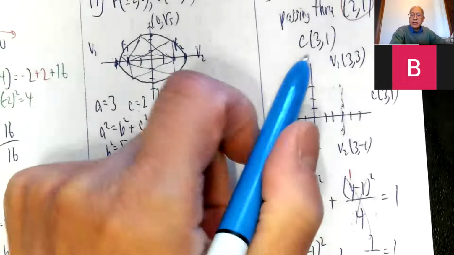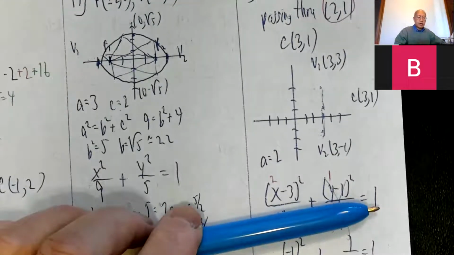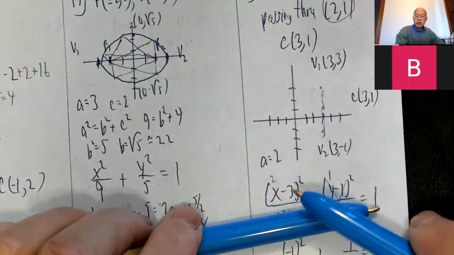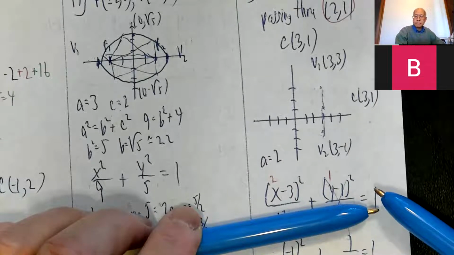So automatically, if the center is (3, 1), I know I will have x minus 3 squared over something plus y minus 1 squared over something equals 1.